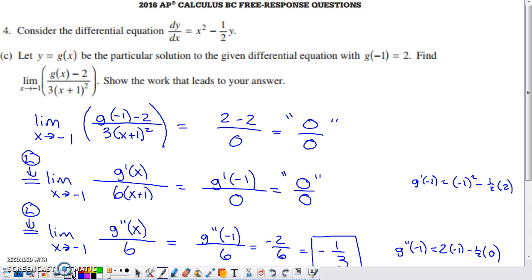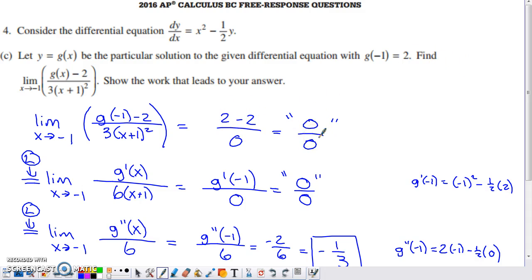Part C of this question, they talk about a new function, g of x. So it's a different solution to the differential equation because it has a different ordered pair on its graph, and we want to find the value of this limit. So if you try to find the value of the limit the easy way, just by putting -1 in place of all the x's, you do have to make use of this. When you see g of -1 there, you've got to substitute 2 in place of that.